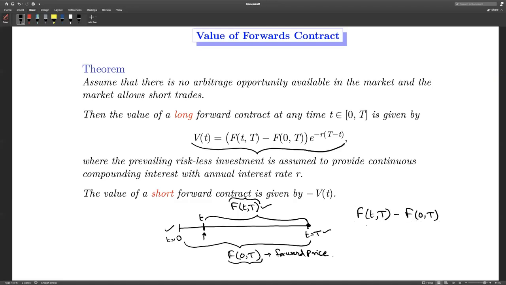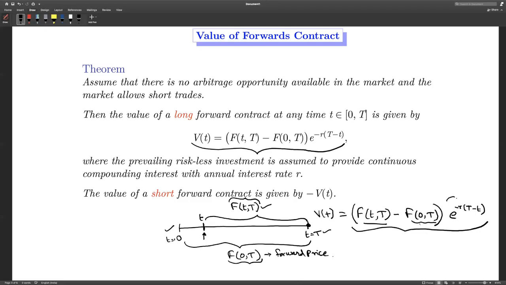Why? Because f of t comma T minus f of 0 comma T is the value on the expiration date, right? But the question is, what is its value today? That is why you are looking for a present value formula. So, okay, you discount it with the prevailing interest rate over that period, right? So that is what it says as the value of your forward contract.